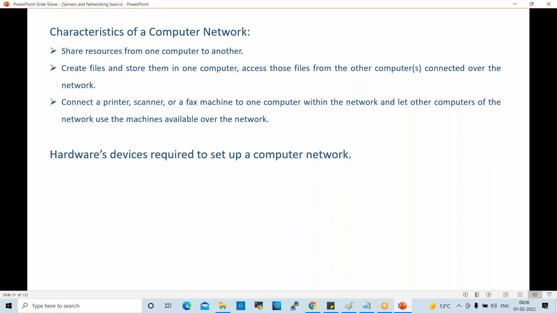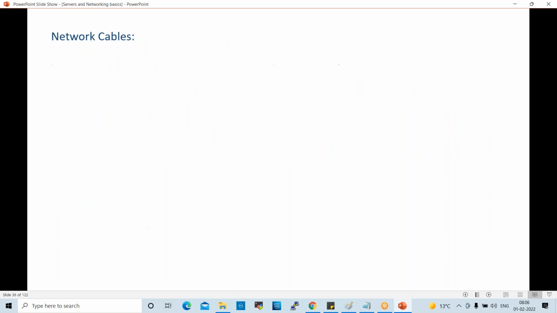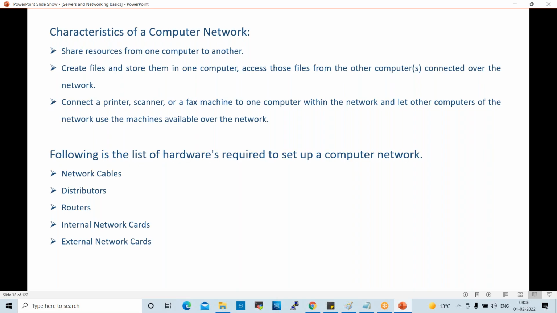Yeah, hardware devices required to set up a computer network. Network cables required, right? Distributors required, routers required, internal network cards, external network cards. These are the things required, right? So let us go one by one. These are all traditional devices. Currently, we are not using these, okay? Just for understanding, if you understand this, you can easily understand cloud and DevOps networks, okay?